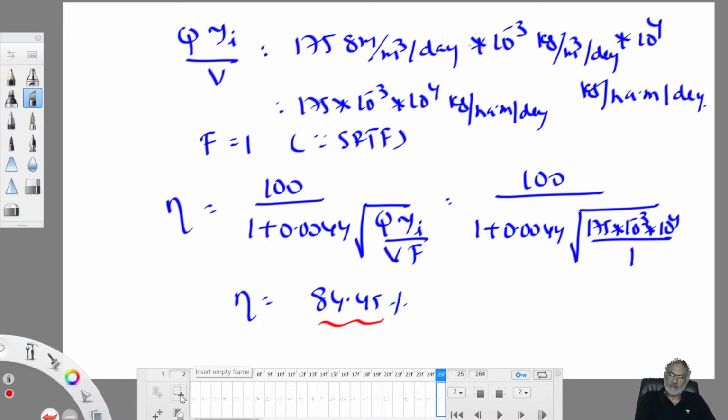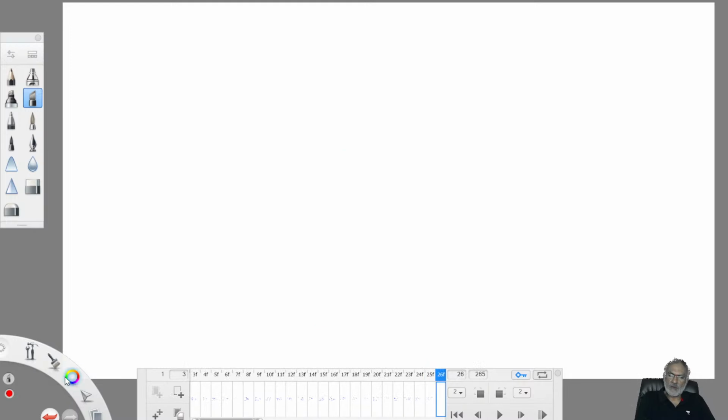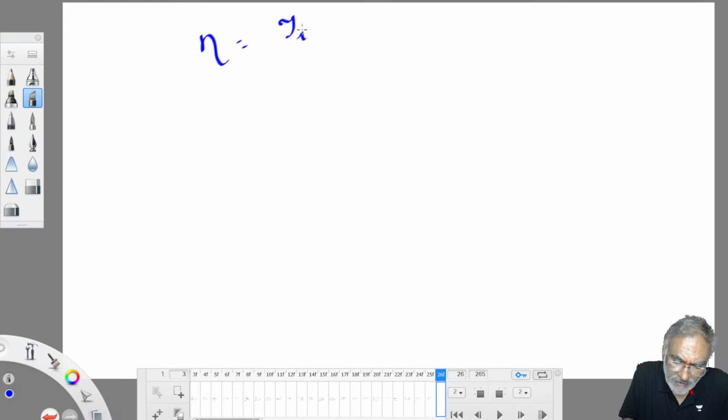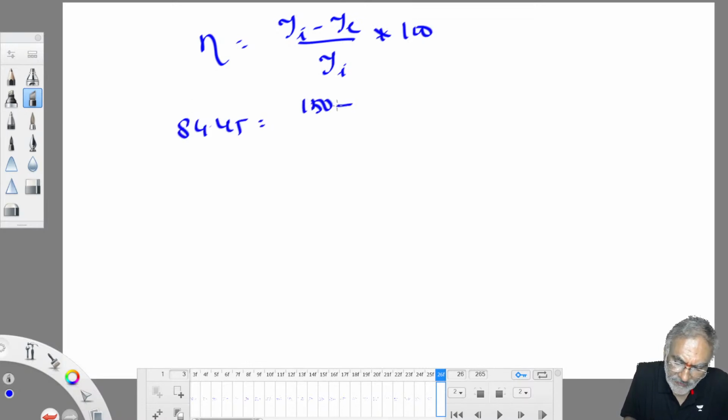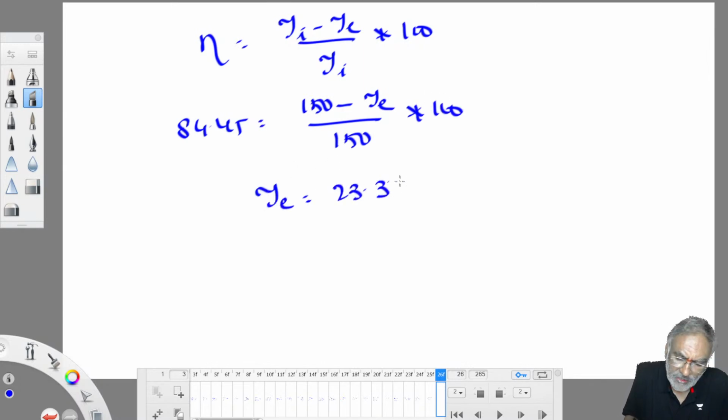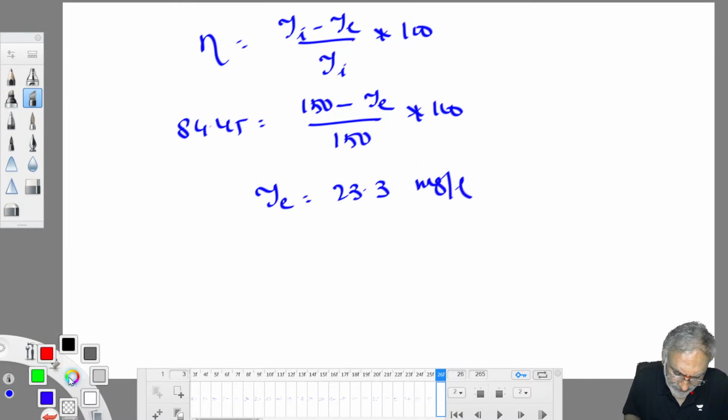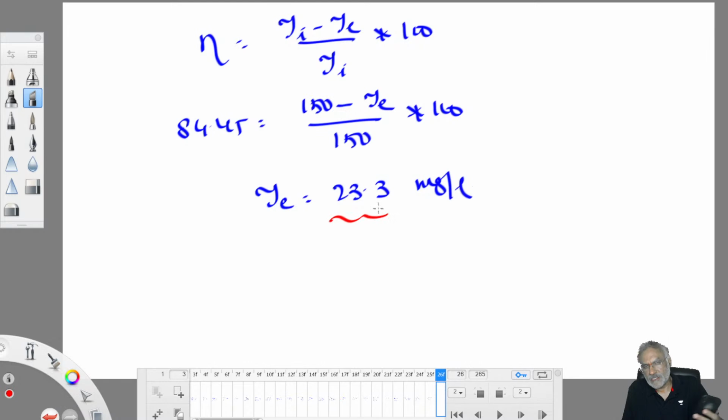Next, effluent BOD. Once you get this, can't you work out effluent BOD comfortably? Efficiency is also equal to YI minus YE by YI into 100. So this we got, 84.45. YI is 150. YE is unknown. Therefore, effluent BOD is equal to 23.3 milligram per liter. That was the answer. So this is how you are expected to work out questions on trickling filter with the help of the NRC equation.